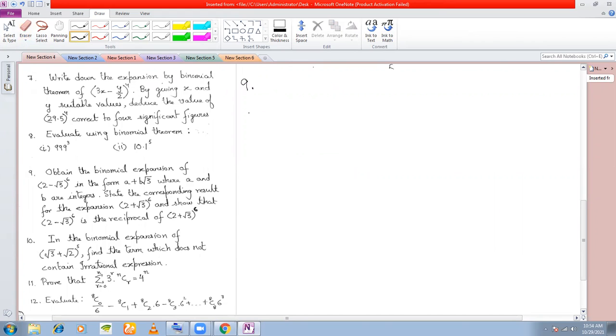Question here is, obtain the binomial expansion of 2 minus root 3 to the power of 6 in the form a plus b root 3, where a and b are integers. Okay, this is the first part of the theorem. So let's finish the first part. 2 minus root 3 to the power of 6. What should be the binomial expansion of this?